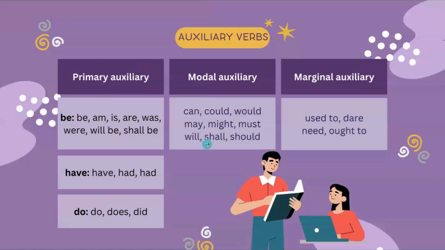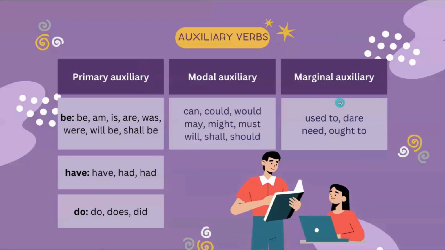Next is modal auxiliary, and the examples are can, could, would, may, might, must, will, shall, and should. They are those helping verbs which express the mode or manner of the actions indicated by the main verb. Modal verbs are always followed by a verb in its base form.